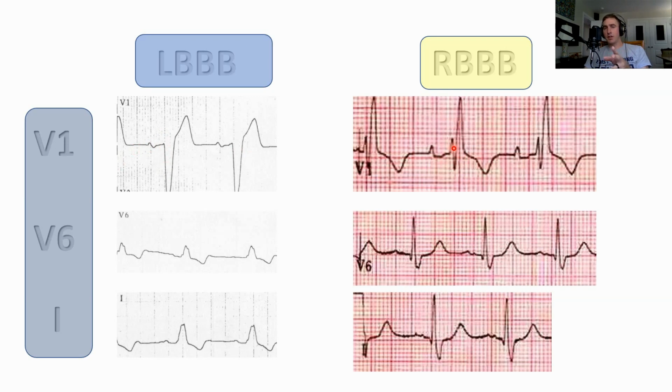Some people use the bunny ears, but that is not the best way, in my opinion, because a right bundle branch block may have notching. It may have this RSR pattern, or it may just be one uniform QRS complex without the notching.